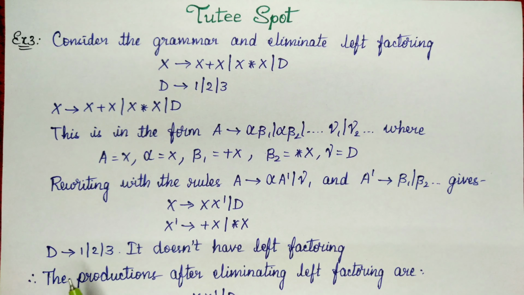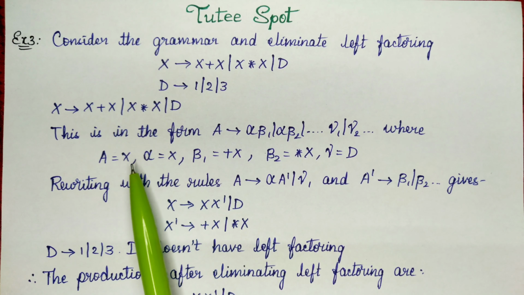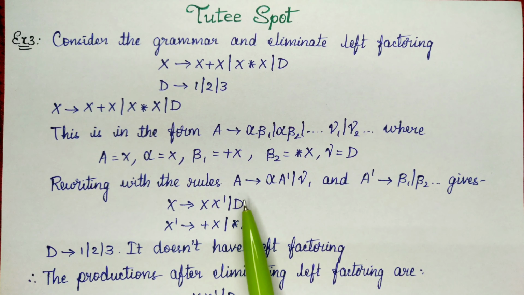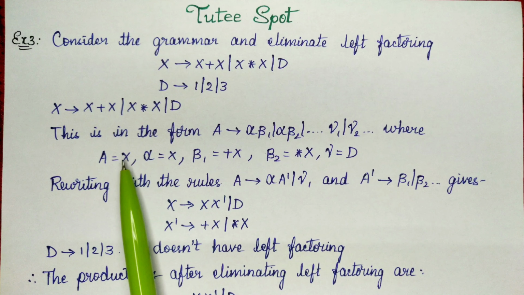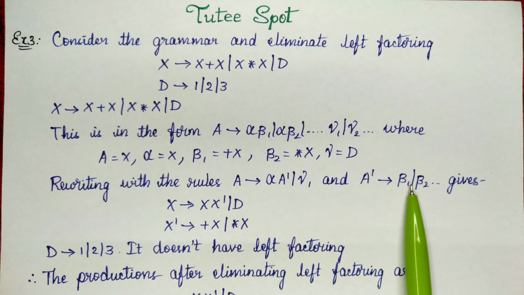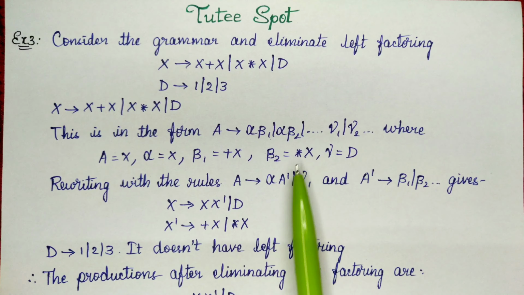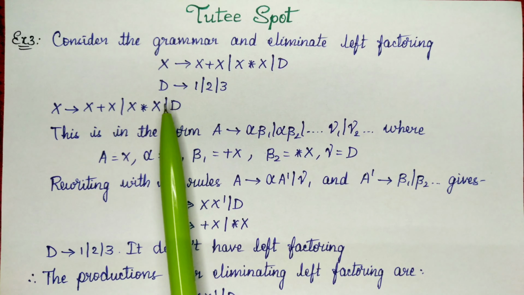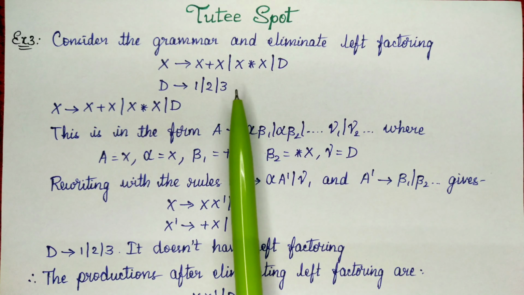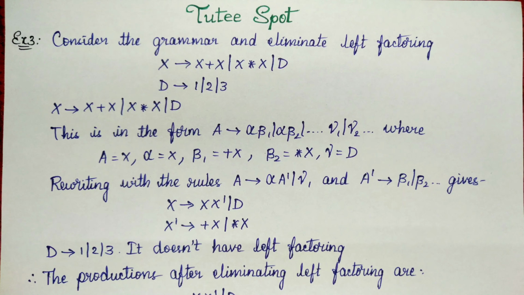So rewriting with our rules gives A means X implies alpha means X and A prime means X prime or gamma means D. And next rule, A prime means X prime implies beta 1 plus X or beta 2 means into X. And the second grammar is D implies 1 or 2 or 3. So here we don't have left factoring.